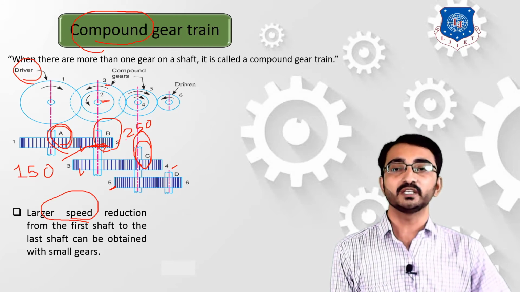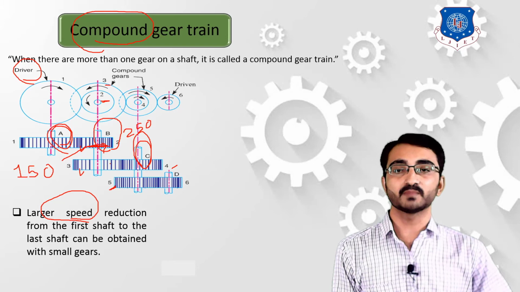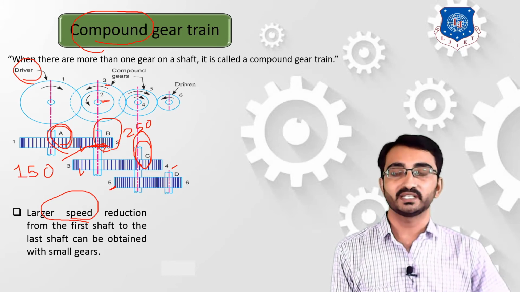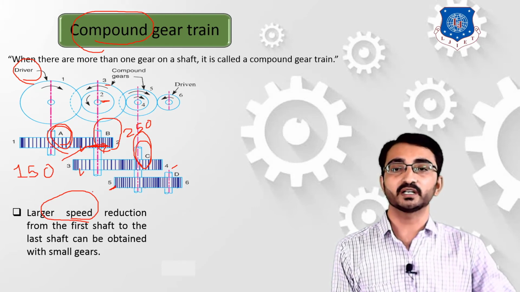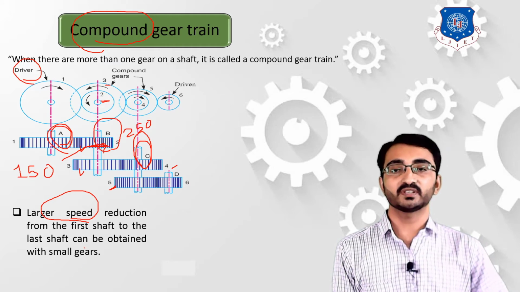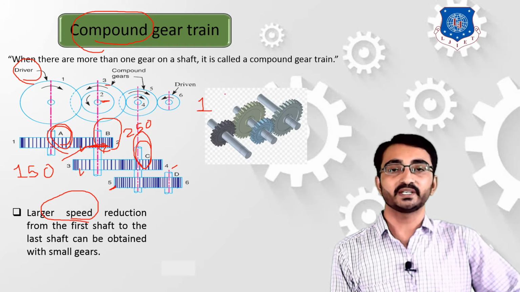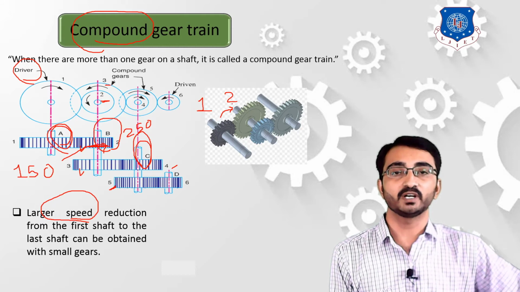But now, if you want to increase or reduce the speed by a large amount, then over here again you have to attach one more gear, but in that case your space requirement will be high. So with the help of a compound gear train you can achieve large speed reduction ratios. You can refer to this diagram, where shaft number 1 is transmitting to shaft number 2, so you can reduce the speed from shaft 1 to shaft 2.